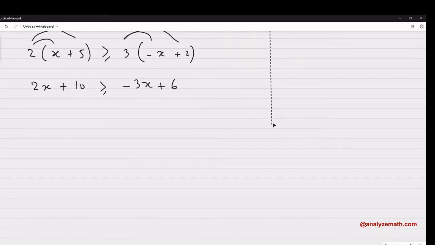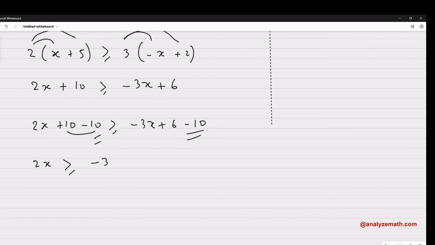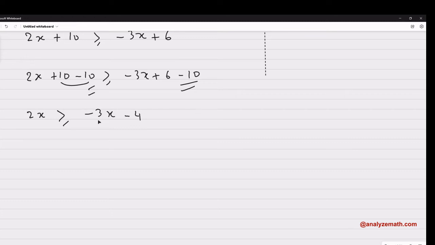Same idea, we need the x's on one side. So for example, let's get rid of the 10 by adding a negative 10. So I add negative 10 here. Why? Because this will give me 0. And then I do the same thing on the other side, negative 10. Simplify. 10 minus 10 is 0. The other side, negative 3x, 6 minus 10 gives me minus 4. Now this negative 3x must be moved. How?